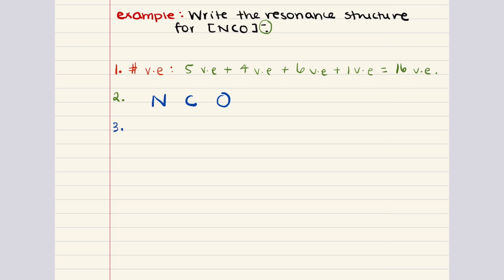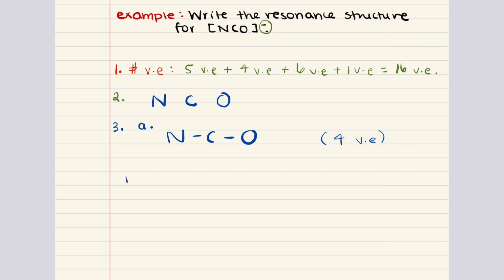Step 3 is all about distributing the total number of electrons that we determined from step 1 by following 3 things. The first thing is to connect the atoms. So step 3A is connect the atoms. We have nitrogen connected to carbon and carbon connected to oxygen like so. And here, by forming these 2 bonds, we've used a total of 4 valence electrons.